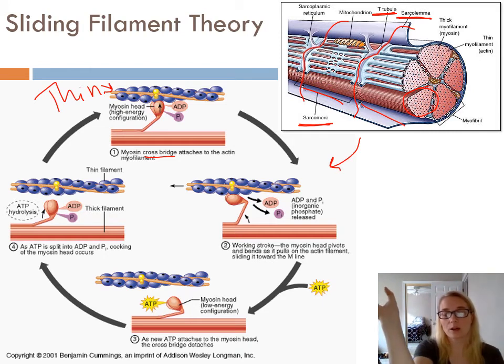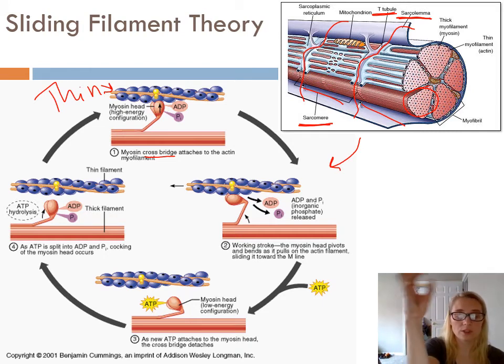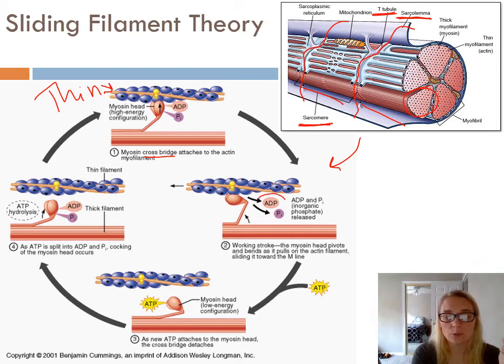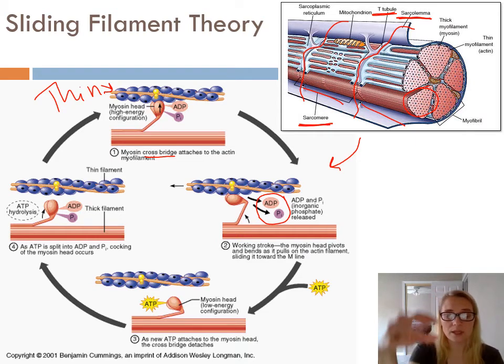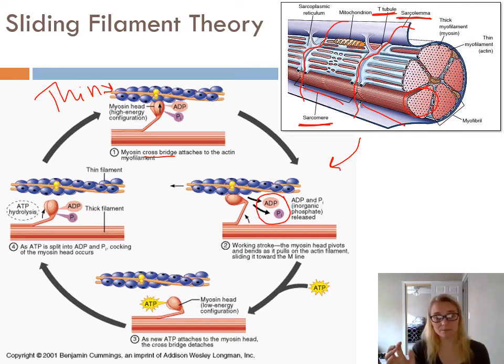And then when it cocks its head forward, it pushes this forward, it releases those breakdown products of ATP, which is ADP and phosphate, and then another ATP molecule comes in, breaks down, cocks the head back up. And as long as there's calcium and as long as there's ATP, your muscles will continue to pull those thin filaments toward the M line, and that's your muscle contraction.